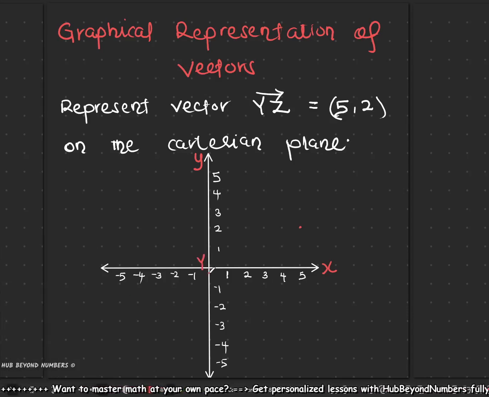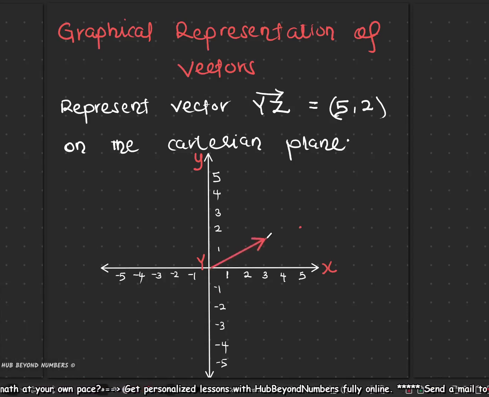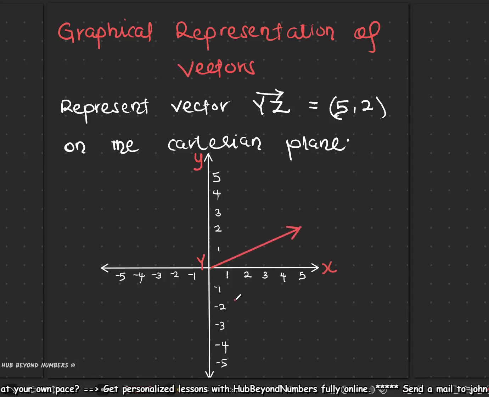Then you draw your line. So if this is your y, it simply means this is your z. So we draw our line from y to z, and we indicate the direction. I'm going to use an arrow to do that, very nicely indicating the direction. So my y is here, and I have my z over here. That is just it. This here is our graphical representation of the vector y, z.